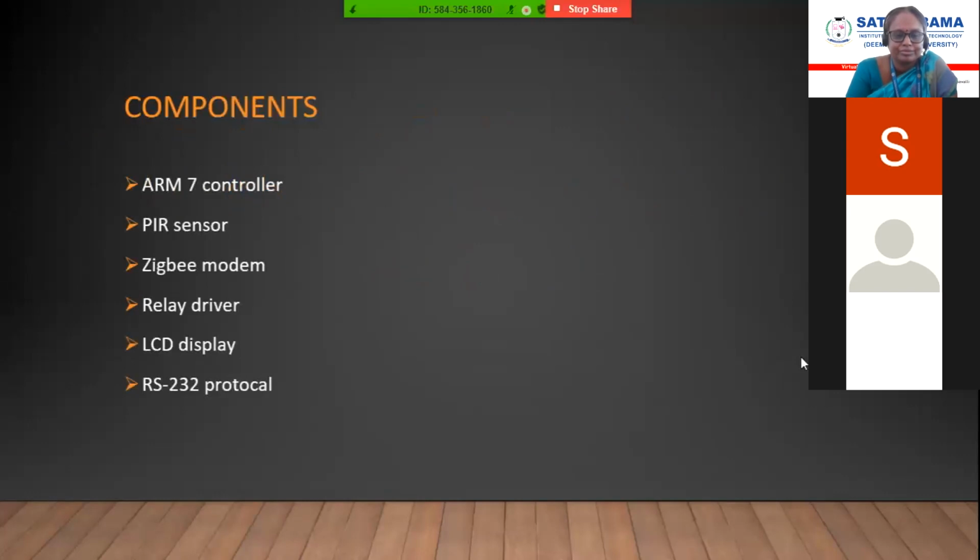Let us see the components. ARM7 controller is the heart of the system, which controls the overall process. PIR sensor detects human activity within the room and sends the information to the ARM controller. Next, Zigbee modem. Zigbee modem has two parts, one is the transmitter and the other is the receiver. The transmitter sends the new message to display, which goes through the receiver.